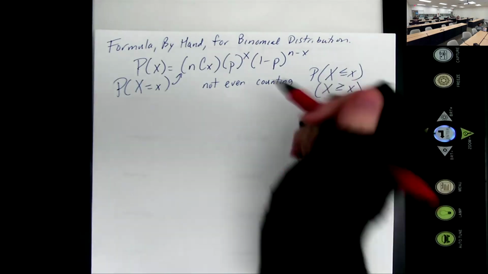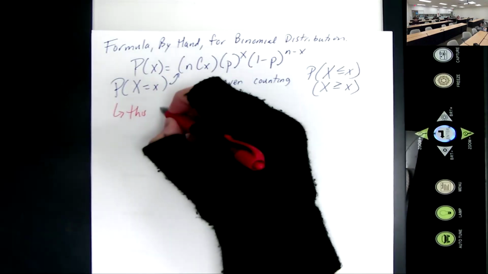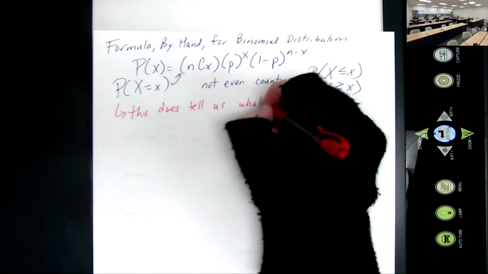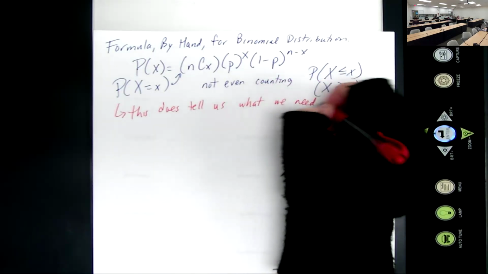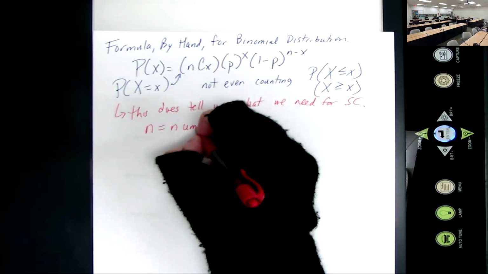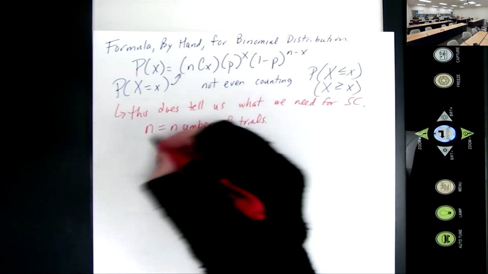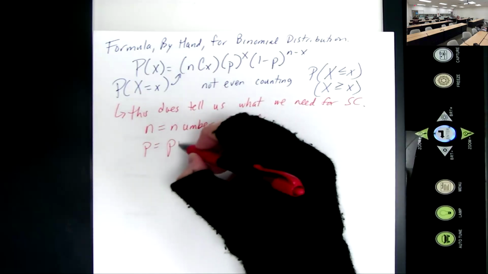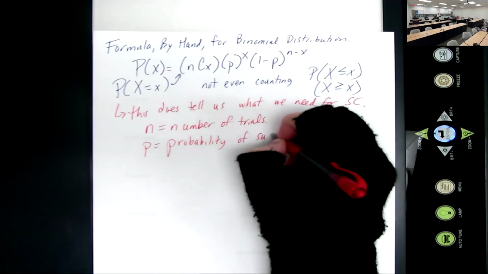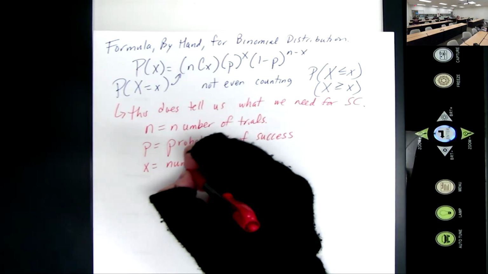What we see from this, though, tells us what we need for StatCrunch. We need n, which is the number of trials. We need p, which is going to be called probability of success. And x will be the number of successes.